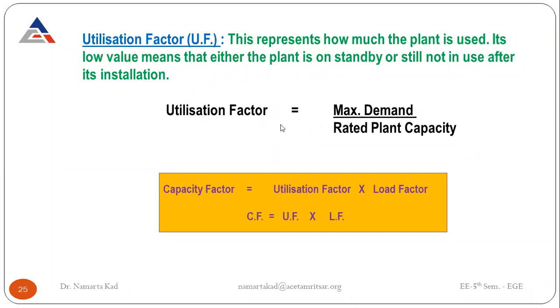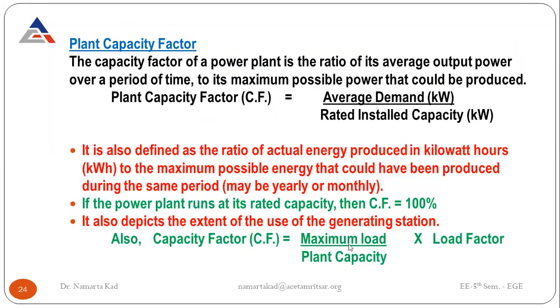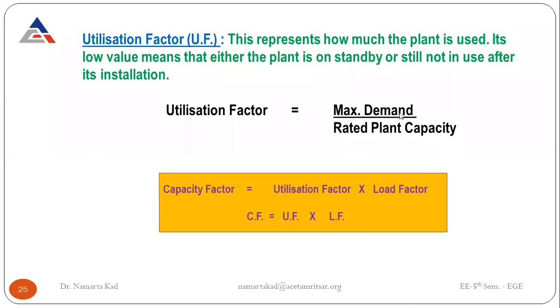So this is given by the utilization factor, and its formula is maximum demand divided by the rated plant capacity. You see here, it's the same formula. See here, it is also maximum load divided by the plant capacity. Maximum load, or you can say maximum demand, divided by the rated plant capacity. So these are some of the synonymous words: maximum, or you say peak, demand or load. So these are synonym words, divided by rated plant capacity.